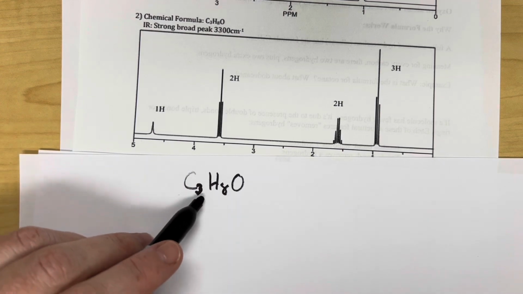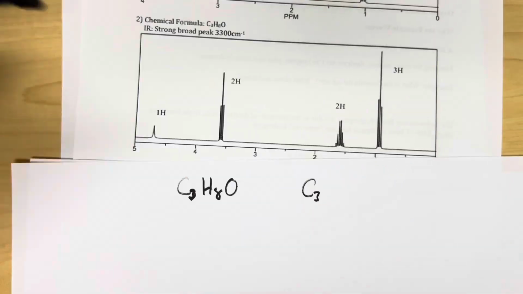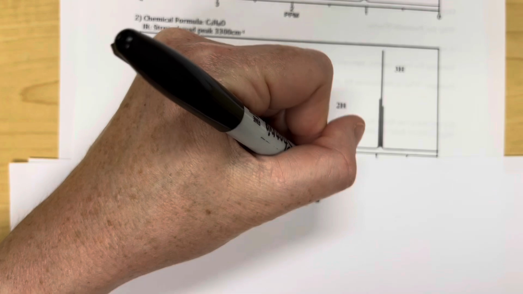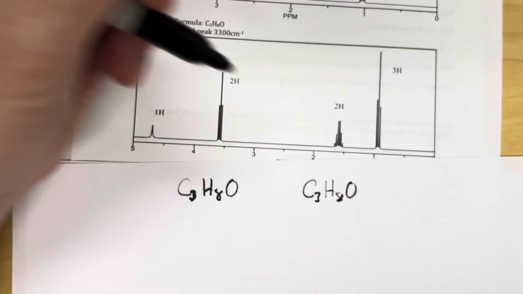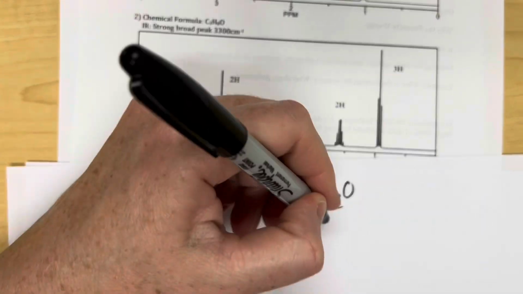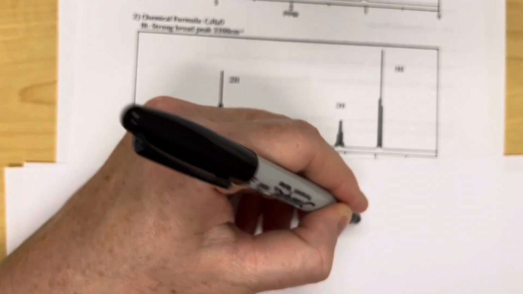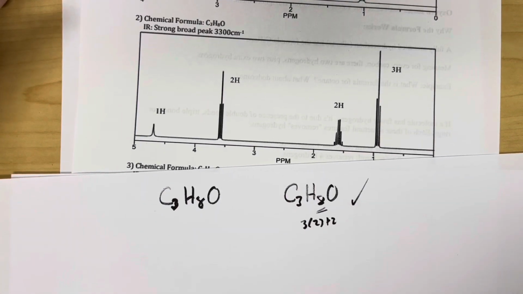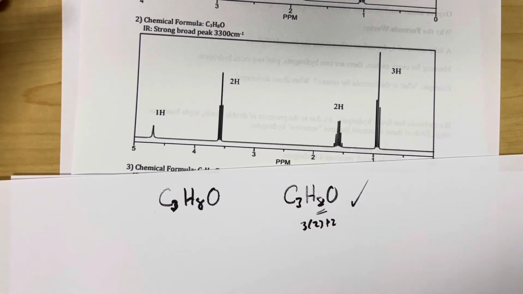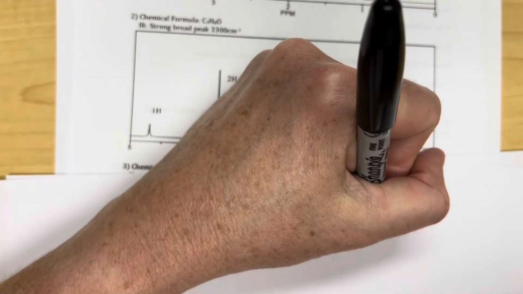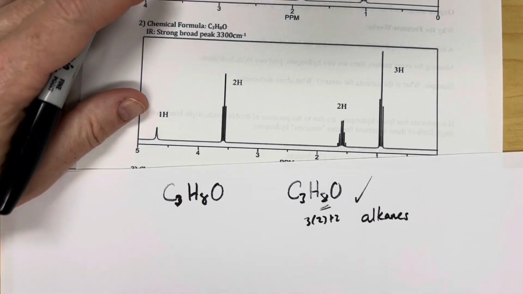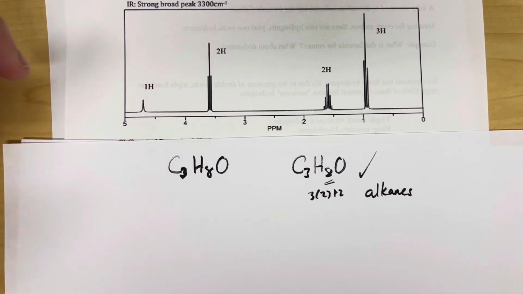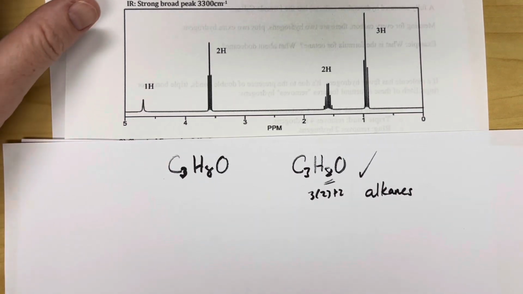I can tell that because if I took C3 and wanted to find how many hydrogens there were on it, I would say 3 times 2 is 6, plus 2 would give me 8. And that's why I'm good: 3 times 2 plus 2. So it's completely saturated. What that means is there will be no double bonds. There will be no rings. It's just alkanes. So that helps me identify a few of the different ways that I might encounter this.